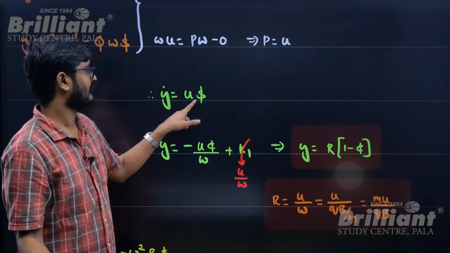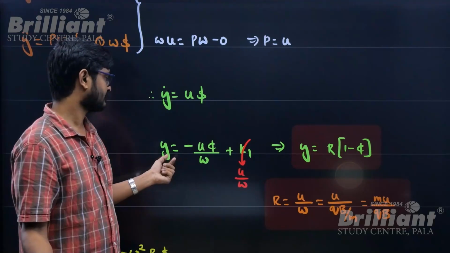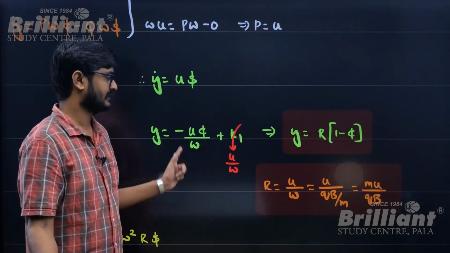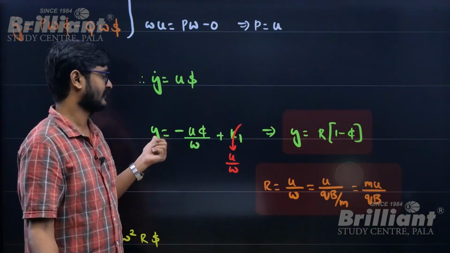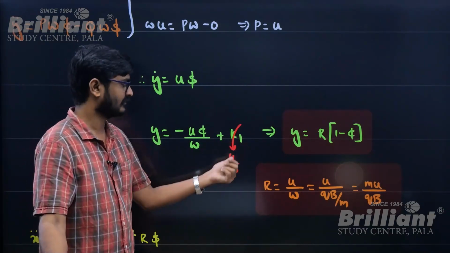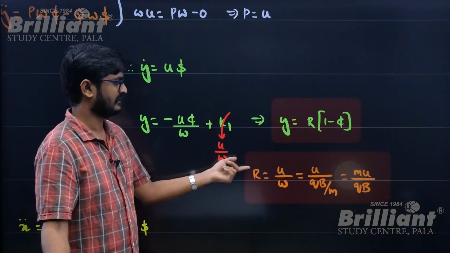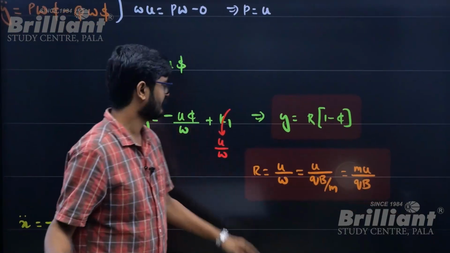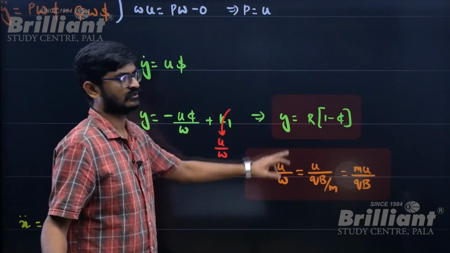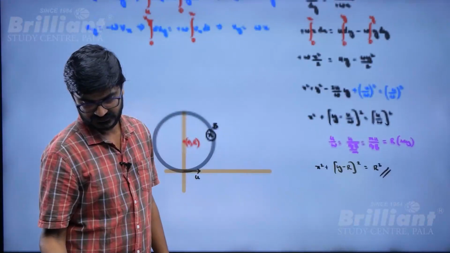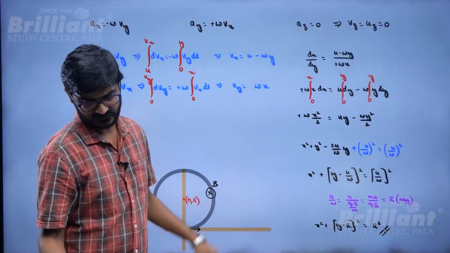If I know velocity along y axis, then I can integrate it to get the y coordinate, and a constant will come. You know the initial conditions. What is the initial condition? Y coordinate was 0 initially. So from there you get the constant as u by omega. Now if I call u by omega as r, this equation will look like this. So I have figured out the y coordinate as a function of time.